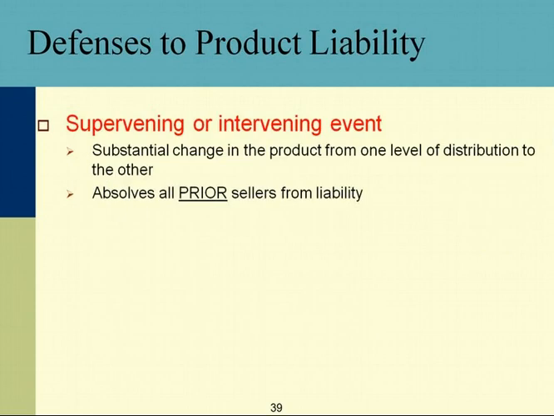There are defenses to product liability, such as a supervening or intervening event. This is very important, especially when you're in business. Substantial changes of the product from one level of distribution to the other absolve all prior sellers from liability.